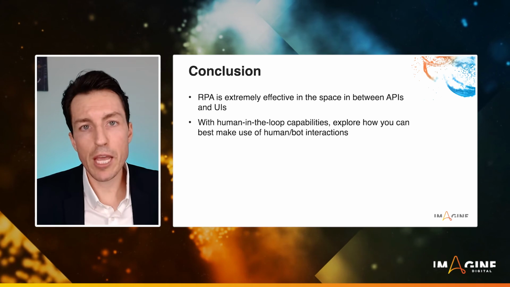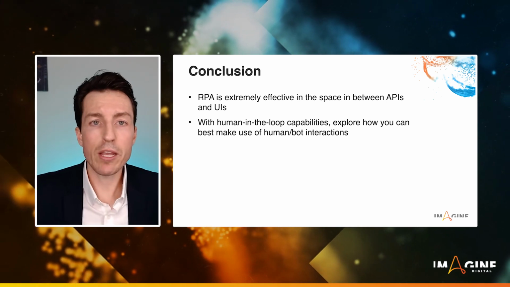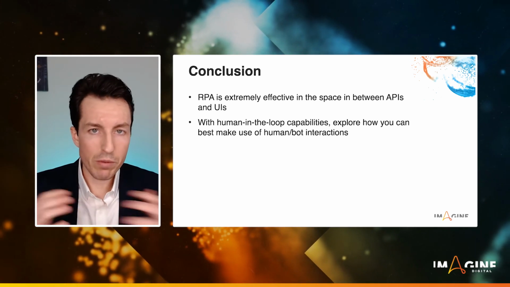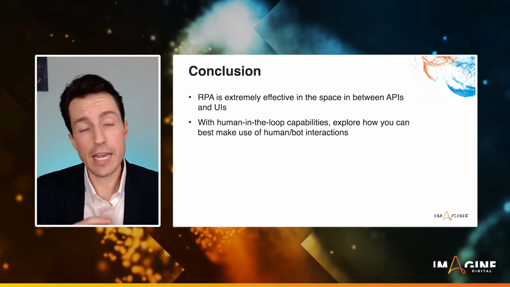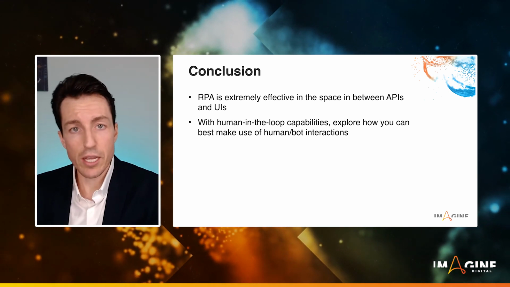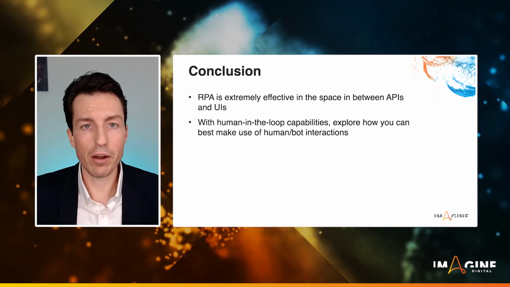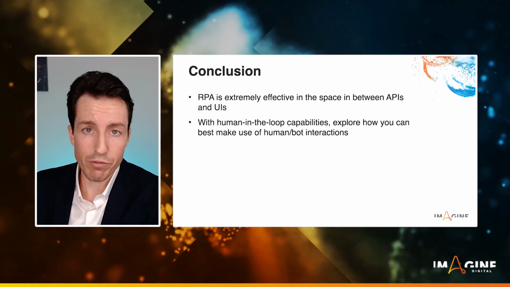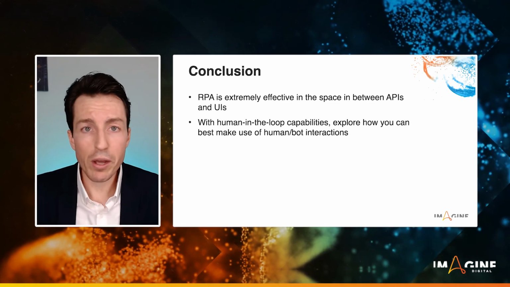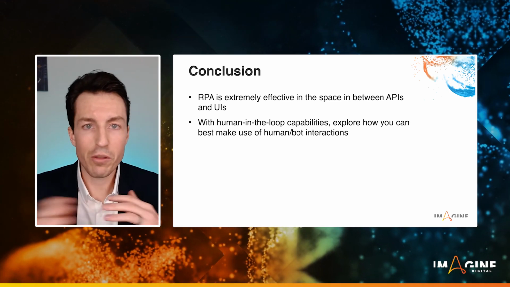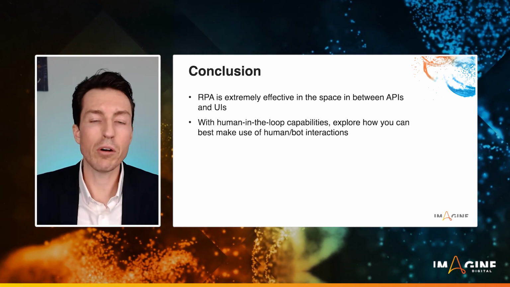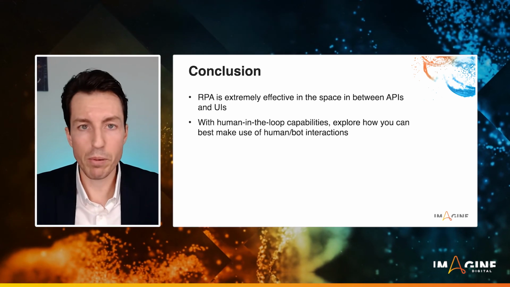With human-in-the-loop capabilities, we always want to be exploring how we can make best use of that human-bot interaction. In this case, I'm taking the data from the human decisions and I'm using that to rebuild my model and retrain my model so that the bots can make better decisions in the future. It doesn't always have to be that way. You don't have to use machine learning with AARI. This is just a fun demo so you could see that as a possibility.